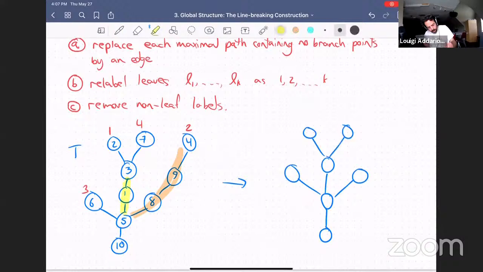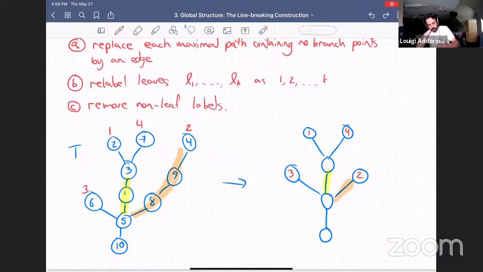So the yellow path became that edge here. The orange path became that edge here. And then the leaves get labeled in increasing order of their original labels, so 1, 2, 3, 4. I'm just suppressing vertices of degree 2 and then doing some relabeling. Is that construction clear enough? And I'm also going to want to keep track of the lengths of the paths that got contracted.